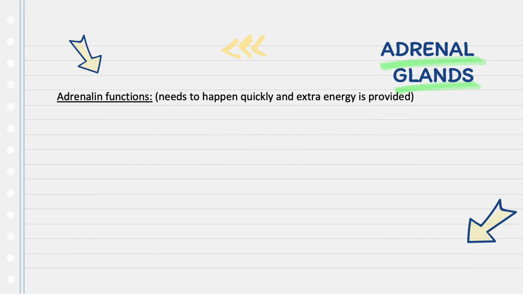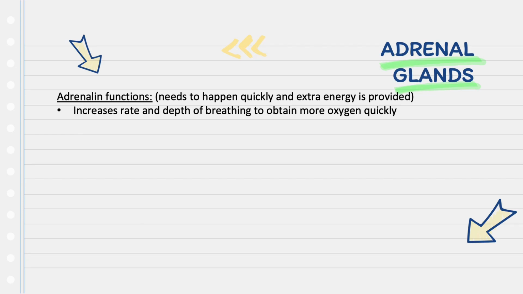What are the functions of adrenaline? It needs to happen quickly and energy is provided at an extra rate. It increases rate and depth of breathing to obtain more oxygen quickly. It causes the liver to convert more glycogen to glucose.